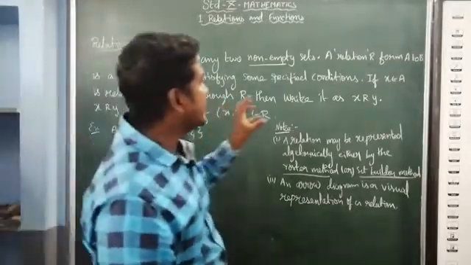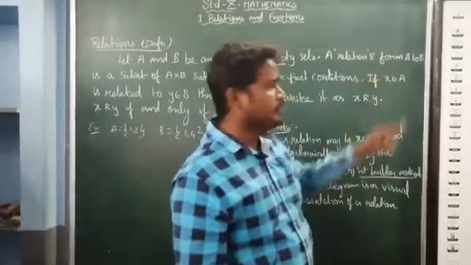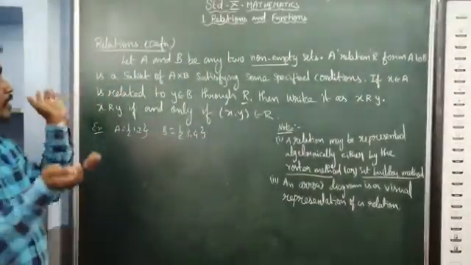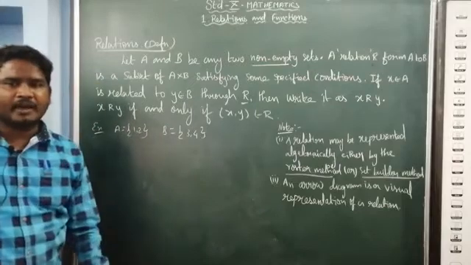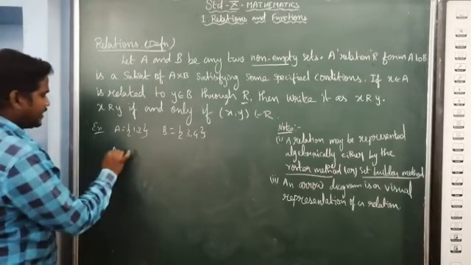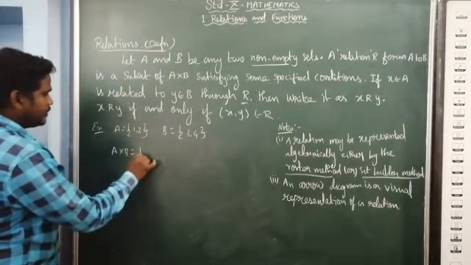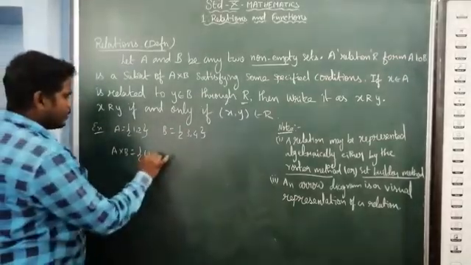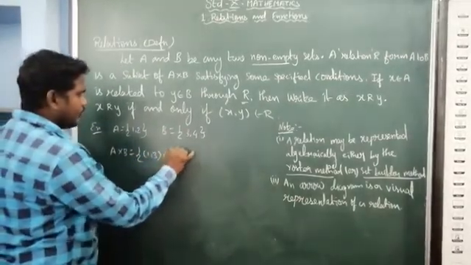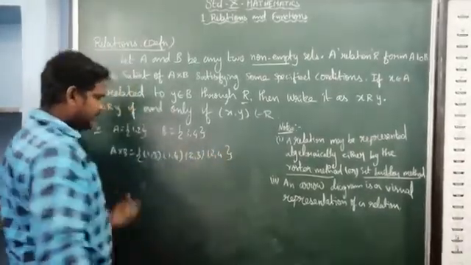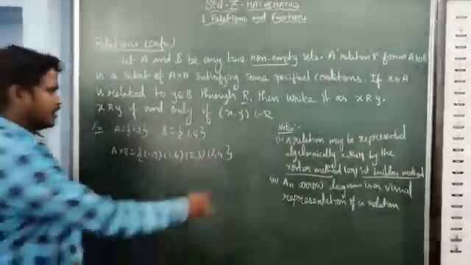Next, a relation R from A to B is a subset of A cross B. First of all, you have to find the A cross B value. A cross B means the ordered pairs themselves. You have to write it: (1, 3), (1, 4), (2, 3), (2, 4). These are the ordered pairs.